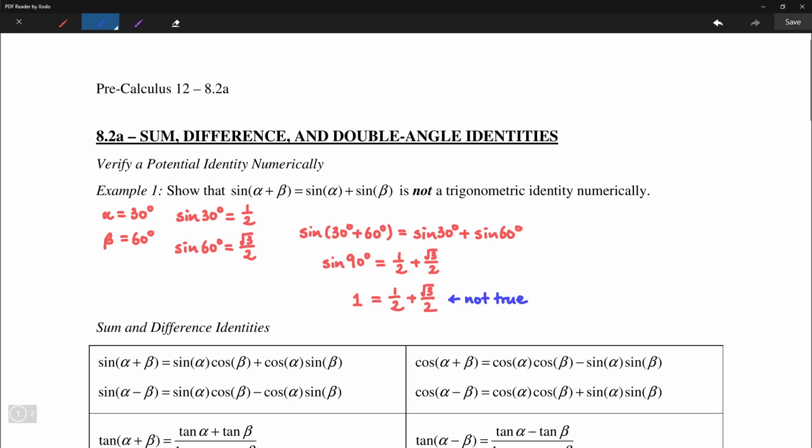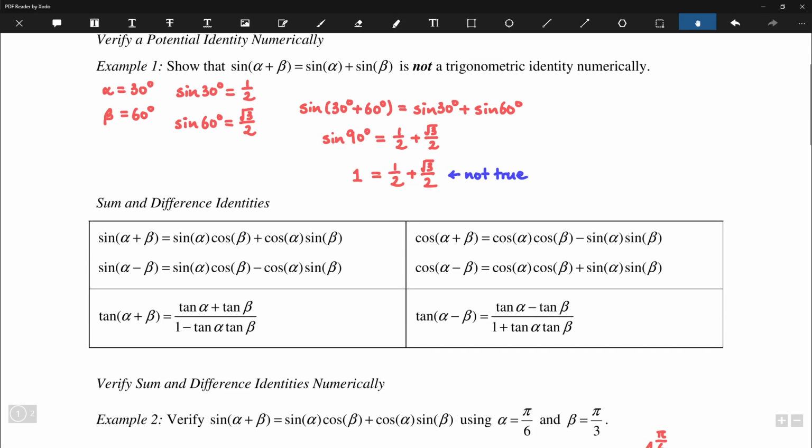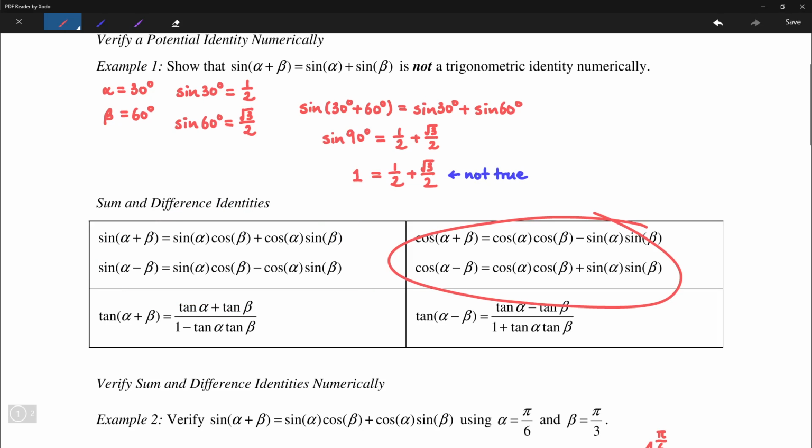So the true sum and difference identities for sine, cosine, and also tangent are in this box here. On the left-hand side, we have the sine sum and difference identities. On the right-hand side, we have the cosine sum and difference identities. And then at the bottom row, these are for tangent. Okay. So we can now verify the actual identity that works using, instead of 30 and 60 degrees, pi/6 and pi/3, which of course will function in much the same way.